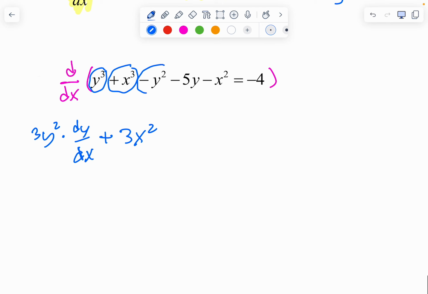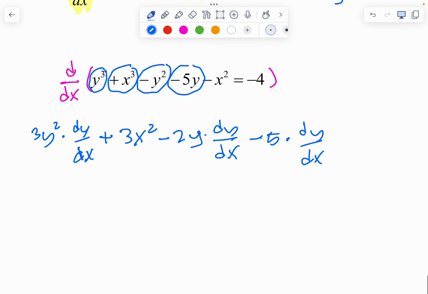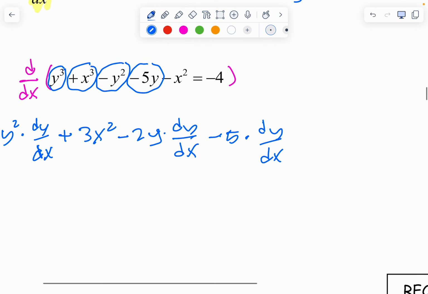The next one. Negative y squared. That's going to give us minus what? Minus 2y. So then I derive something with the y value. So we need what? dy over dx. The next one. Derivative of negative 5y is simply minus 5. And again, that was a y piece. So what do I need? dy over dx. So anytime you change something with the y, we're going to tag along dy over dx.